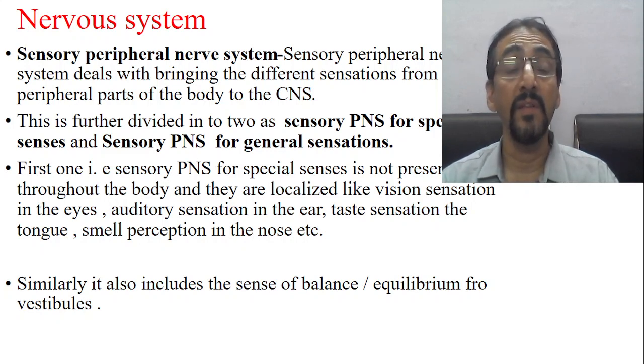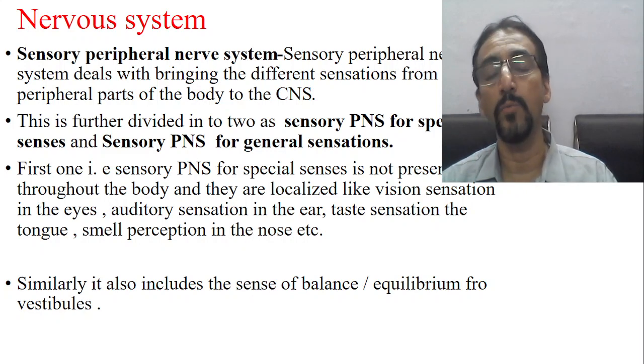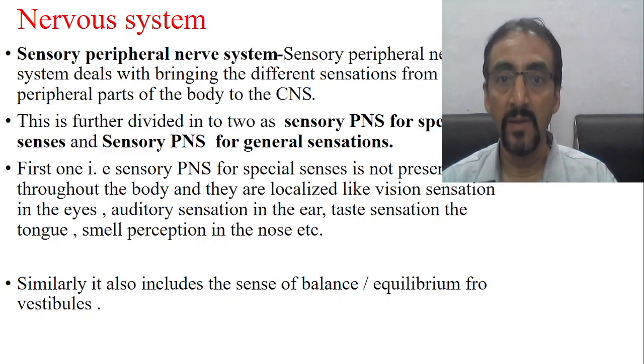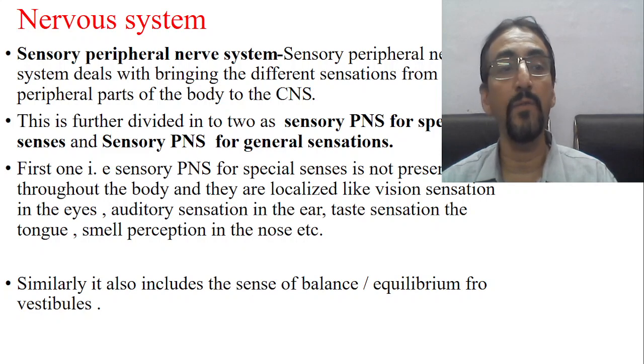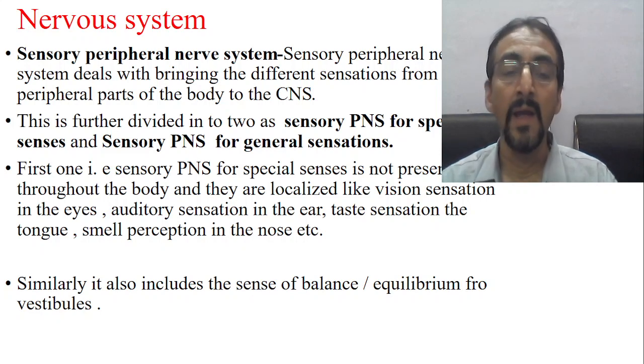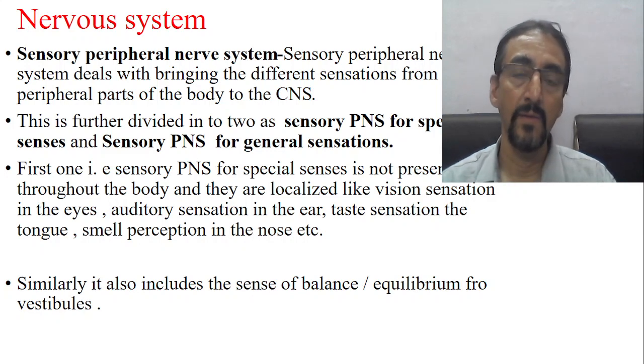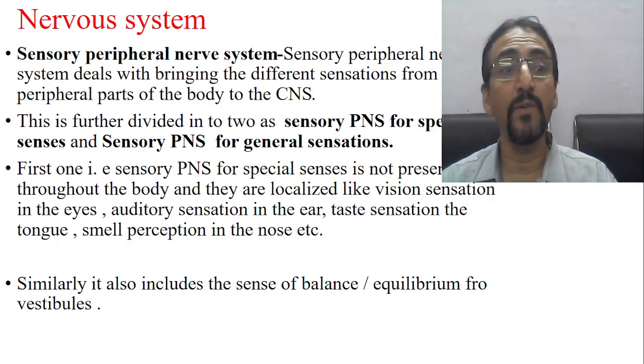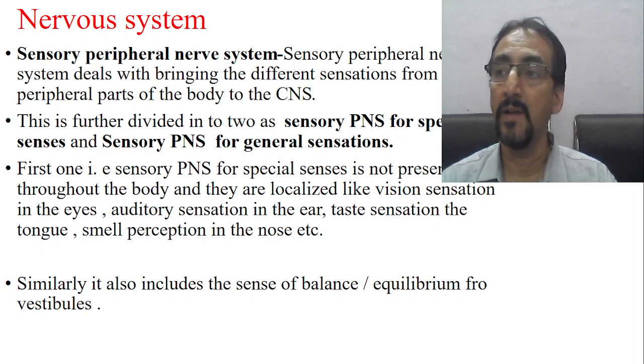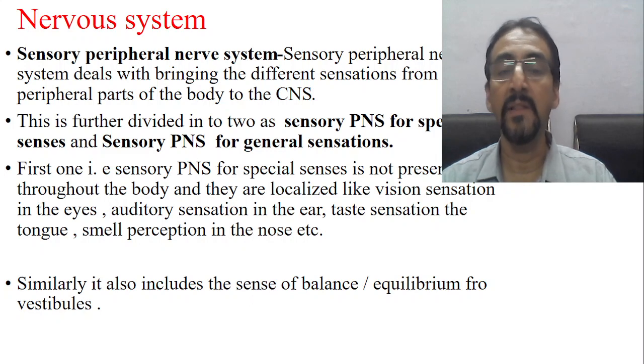So now this sensory peripheral nerve system is again divided into two parts. One is the sensory peripheral nerve system for special senses and the other is the sensory peripheral nerve system for general sensations. Special senses means it is only for the special senses, the jnanendriyas, related to the sense organs.